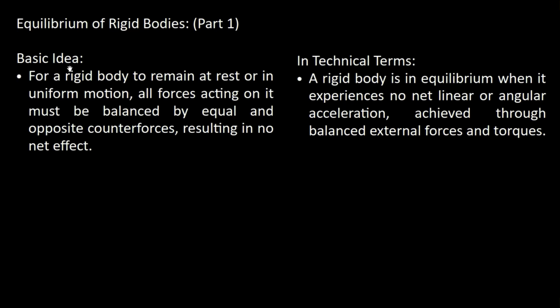That's important. The basic idea here is that if a body is at rest or in uniform motion, all forces acting on it will be balanced. There can be translational forces, something trying to change its velocity, and there's a counter force for that. Something is trying to rotate, and there's a counter force for that. A rigid body is in equilibrium when it experiences no net linear or angular acceleration. This is achieved through balanced external forces and torques.